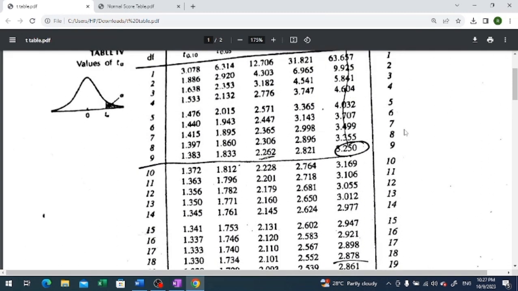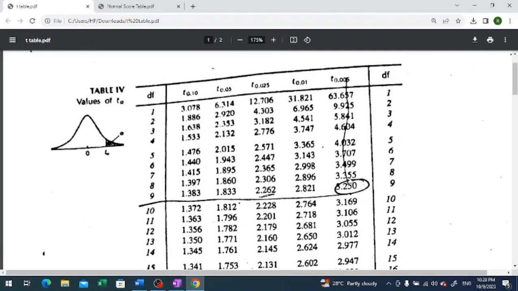Let's start with an example. If we are given 11 observations in a data set and we are asked to construct a 95% CI, what value of T do we need to consider? So we go to 11 minus 1, that is the 10th row, and since the middlemost column represents the 95% CI related t value, the value would be 2.228. This is how we do it.